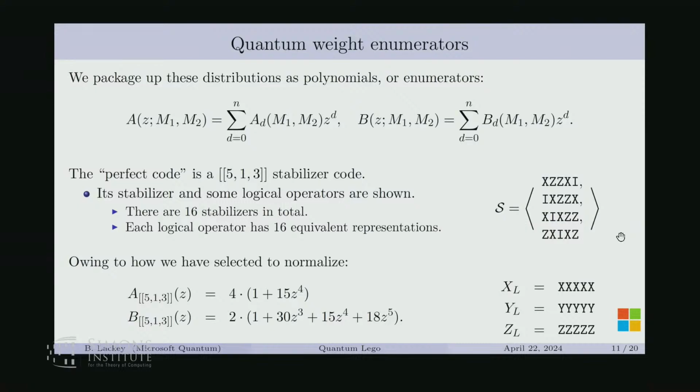And so the A enumerator, counting the various weights: there are 15 stabilizers of weight 4, and of course there's the identity, which has weight 0. There is a normalization term out here, which I've just chosen not to include in the definition, which does get in the way a lot of times. The logical operators one can compute directly. I mean, it's not hard. This is a small code. But in fact, we don't ever have to compute this. It turns out that the B is entirely derivable from the A through a very straightforward transformation.